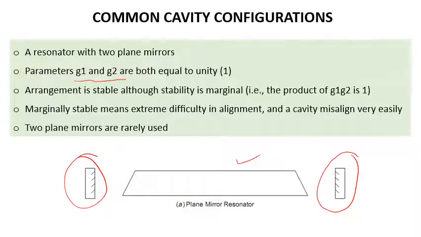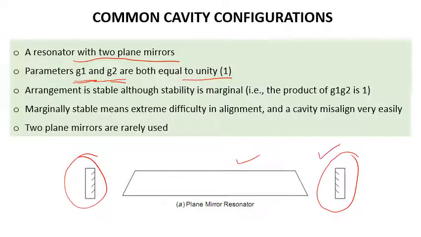Okay, so a resonator or a cavity with two plane mirrors, and parameters G1 and G2 should be less than or equal to 1 and greater than or equal to 0, if you remember from the last lecture. So now we are going to study the common cavity configurations.